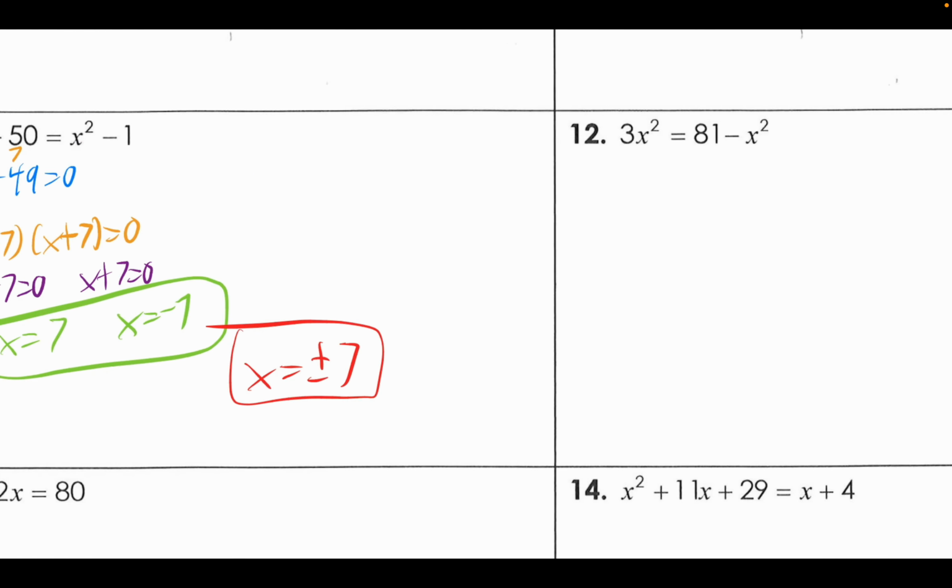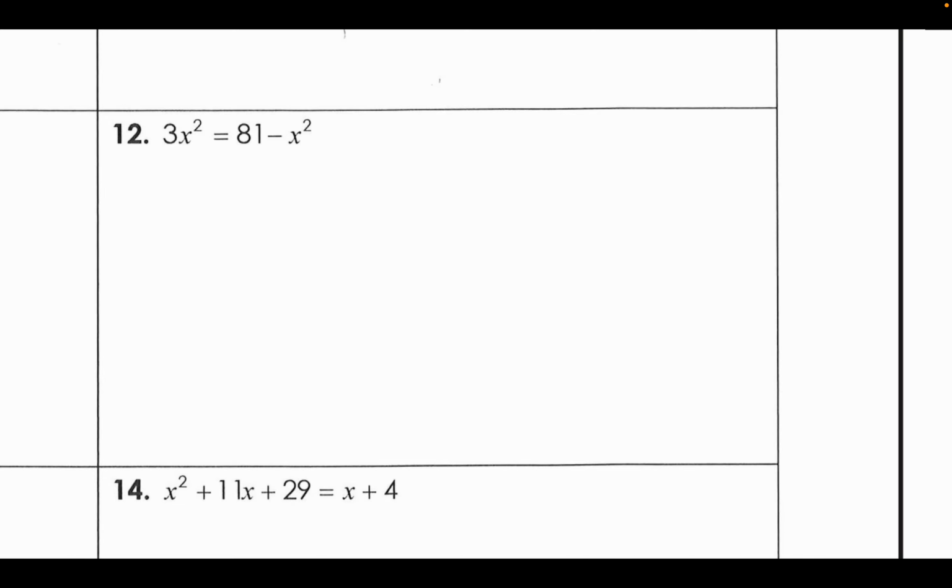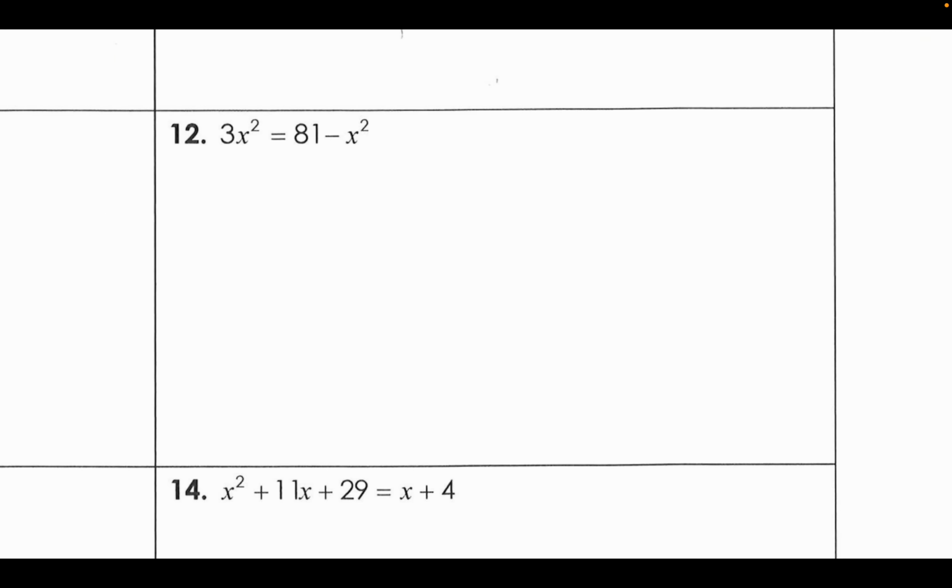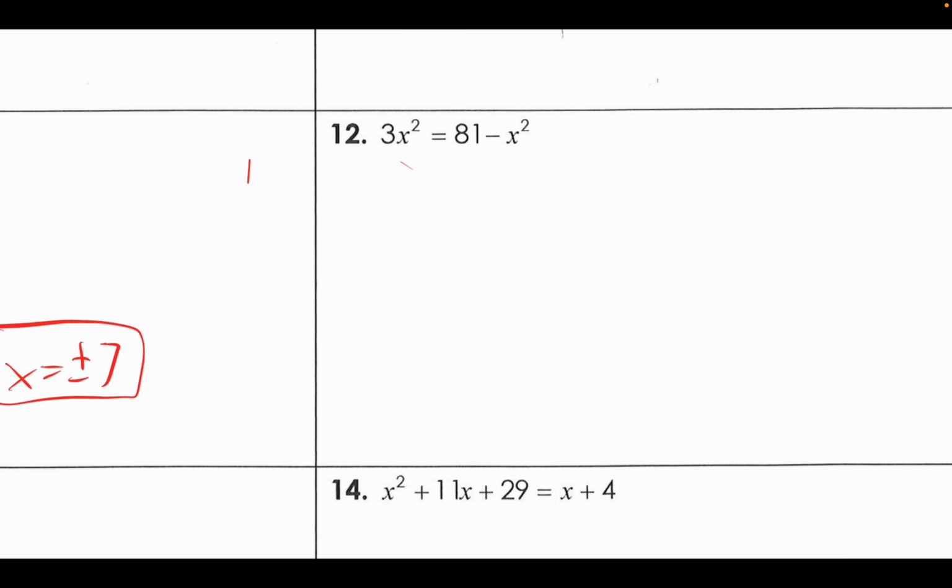Number 12 here. If we subtract 81 and add x squared to both sides, we end up getting 4x squared minus 81 equals 0. My pencil is not cooperating with me; it's writing in places I'm not writing, but hopefully it'll operate now.